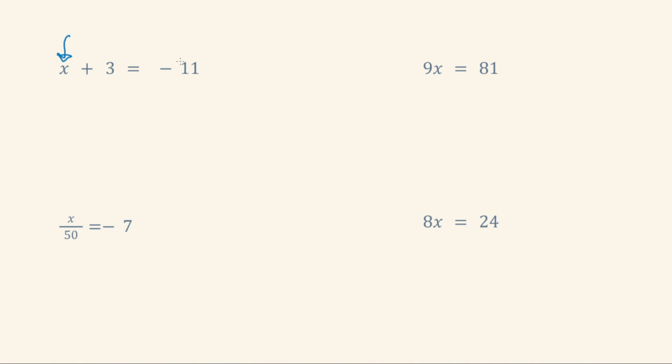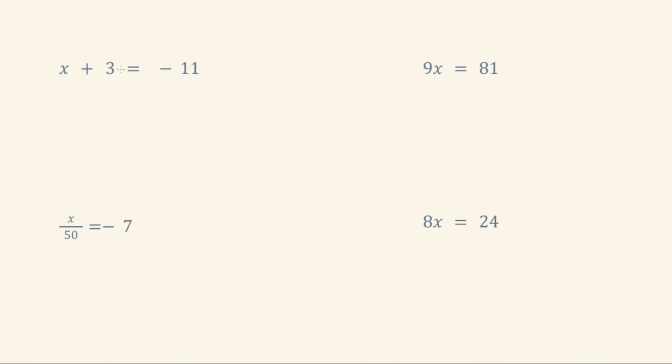We've got 50 questions today. The first 25 questions are going to be one-step equations, and then the next 25 are going to be a little bit more difficult. They're going to be multi-step equations. So let's take a look at the first question here. We've got x plus 3 equals minus 11.